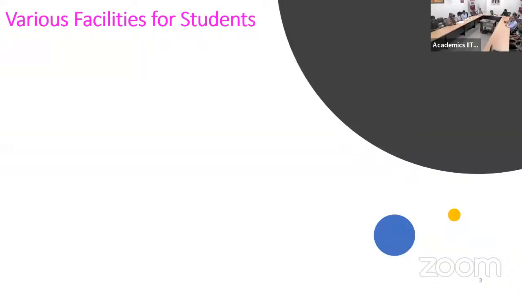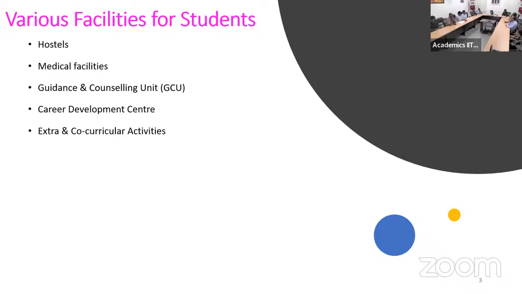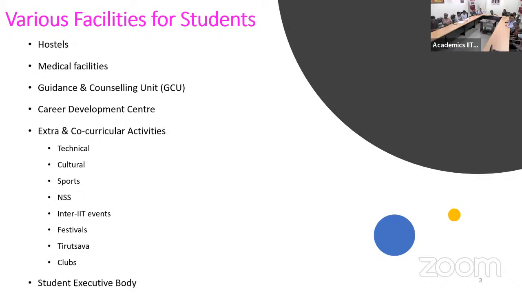So the outline is as follows. I'll touch upon the facilities, hostels, medical facilities, guidance and counseling unit, career development center, extra and co-curricular activities, which include technical, cultural, sports, NSS, inter-IIT events, festivals. We also have Tirutsava, which is the Techno-Cultural Fest conducted annually. This is a flagship program at IIT Tirupati. Also, I'll give you the list of various clubs students can register for and participate in, and at the end, I'll give you the student body.